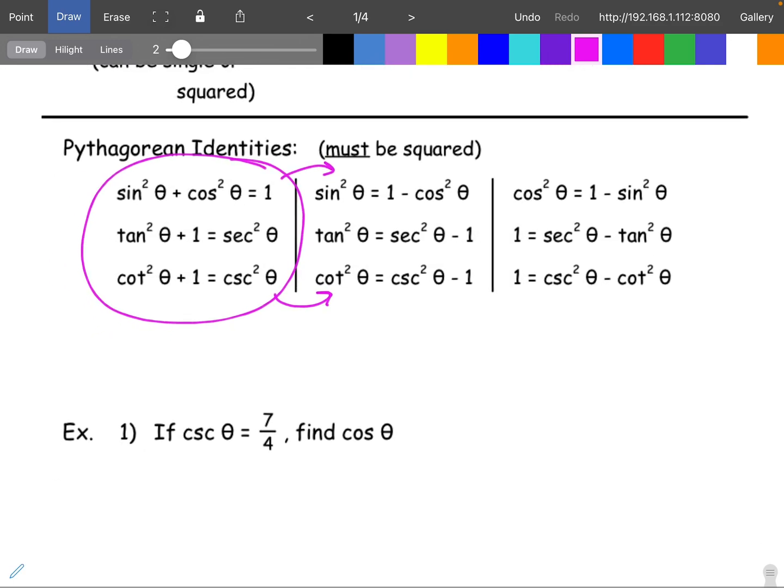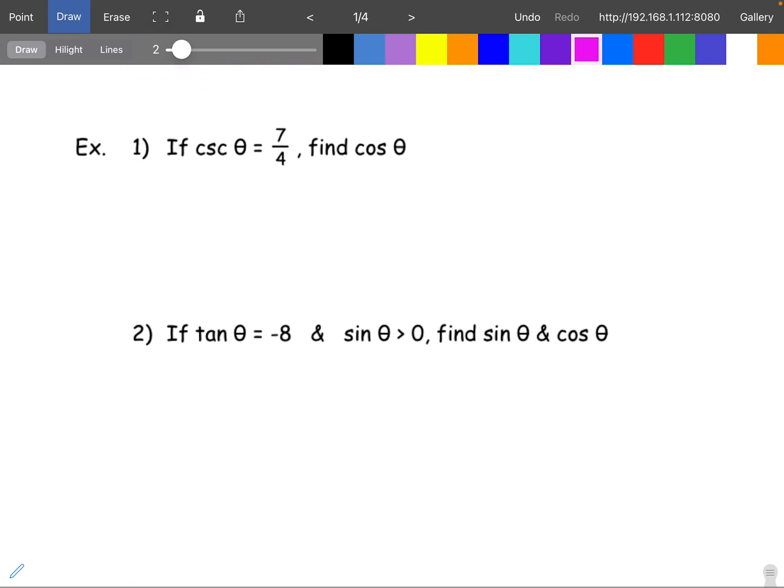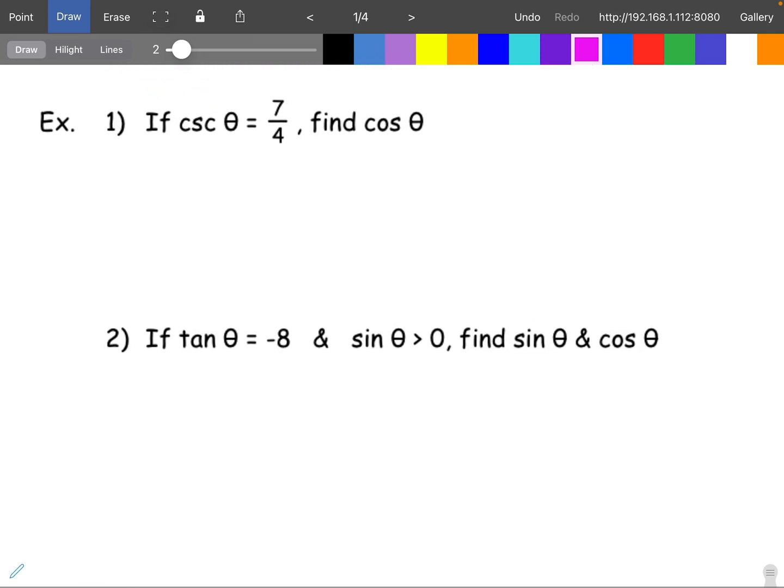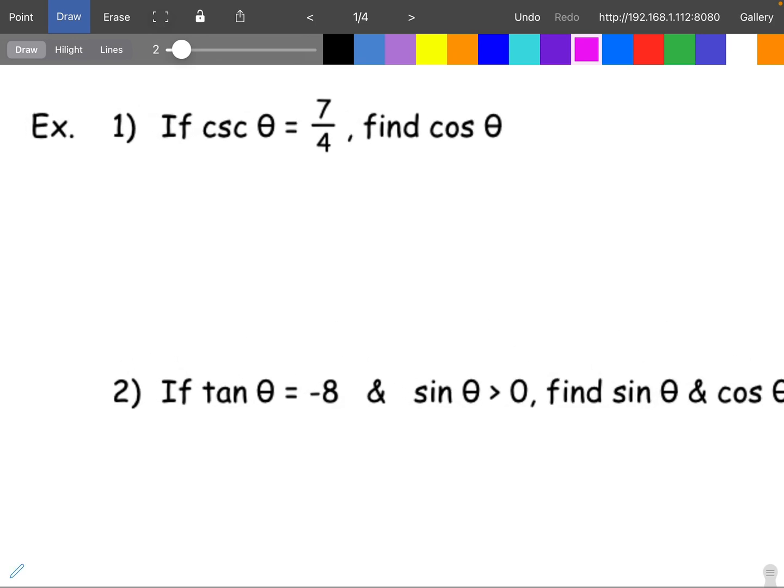Now, before we even get into using our Pythagorean identities, we're going to go through a few problems that are very similar to what we did back in chapter 4. So this really isn't going to be anything that new. So we are given that cosecant theta equals 7 over 4. And if you remember back from chapter 4, that means that this is really giving us two sides of a triangle. If I have two sides of the triangle, I can find a third side, and then from that, I will be able to find cosine theta for that triangle.